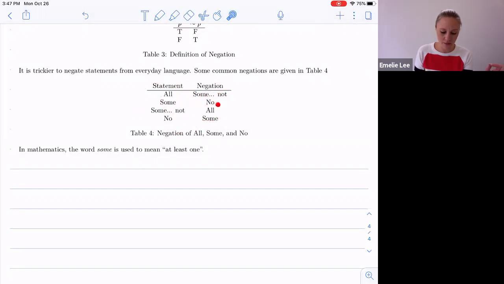The negation of some is no. So some students take this class. The negation of that would be no students take this class. If the statement is some not, so some students do not take this class, the negation would be all students take this class. Of course, now you've just got a revolving door here, because the negation of the negation is the statement itself. So some not, all, you should see that kind of link. And you only really need to memorize these first two.